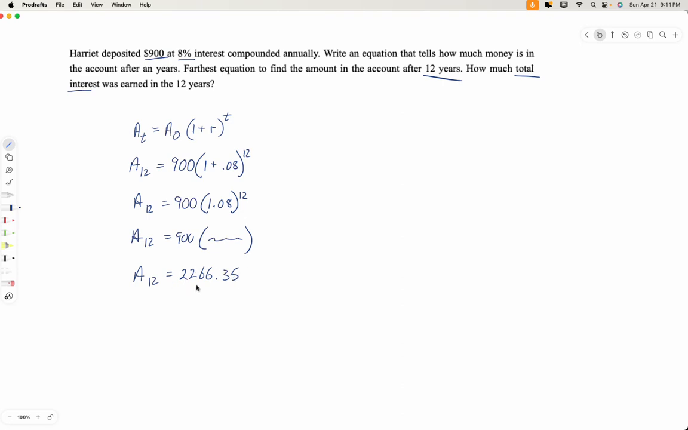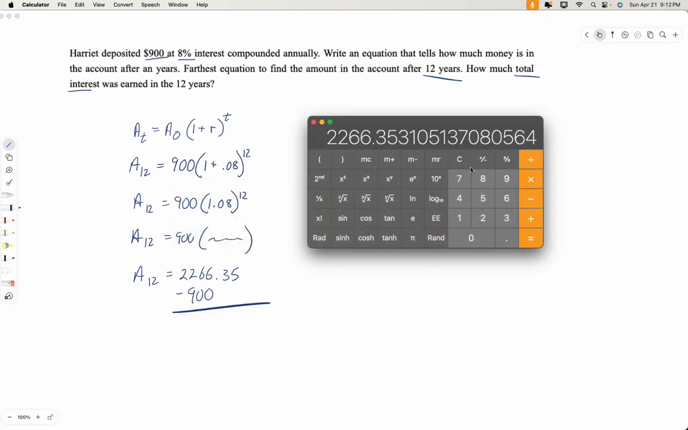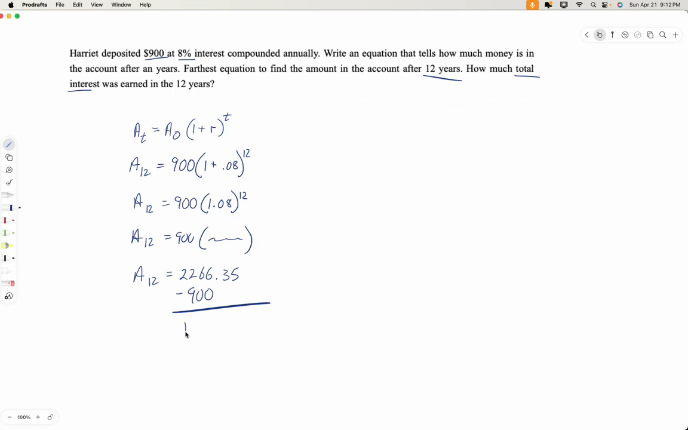All right, so that is whatever that amount is. $2,266.35 is the amount over the 12 years, but we need to find the total interest. So we're going to subtract. We bring that original amount of 900 out of here. If I subtract 900 on the calculator, I get 1366.35. This is my interest. That's what we're looking for.